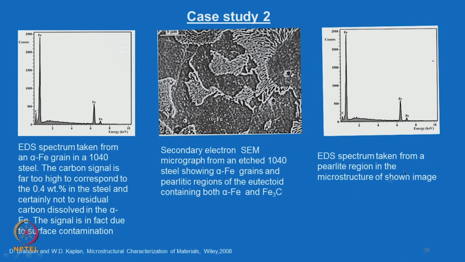the EDS spectrum taken from a pearlite region in the microstructure as shown in the image, that means the first spectrum is taken from this region, second spectrum is taken from this region. You see that here also the carbon is there. So, this is probably due to carbon coming from this, because this contains an alternate layer of alpha iron and Fe3C. So, like that you can confirm this.